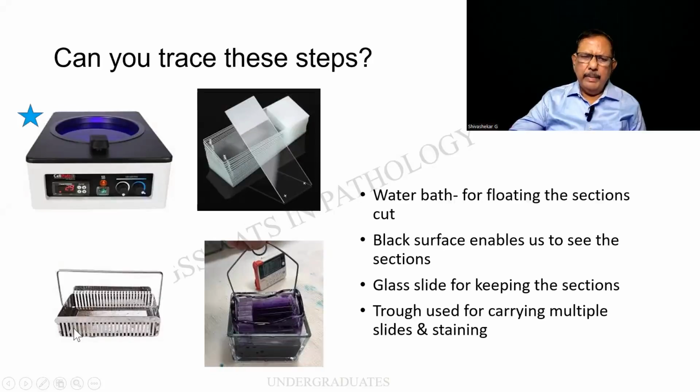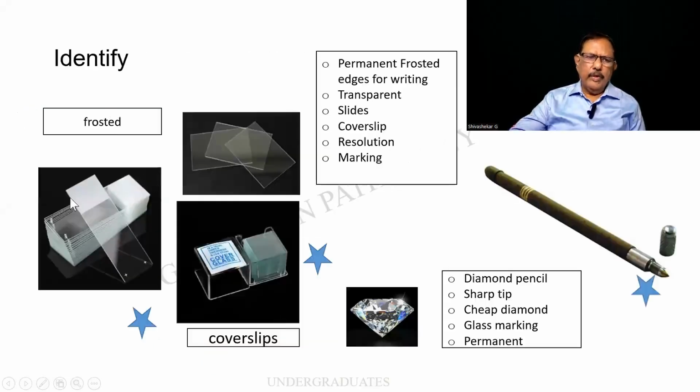And what will happen is they can be used for staining together. So the frosted slides over here, and this is the cover slip. After the staining, everything is over. We put the cover slip after a mountant is applied. So frosted for writing, transparent, the slides are covered with the cover slip because of better resolution, and also you have a glass marking pencil for marking.